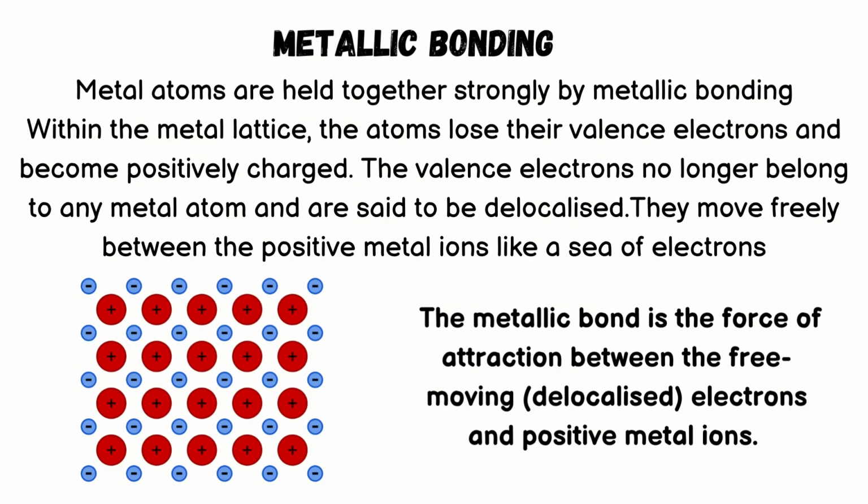The next is metallic bonding. Metal atoms are held together strongly by metallic bonding. Within the metal lattice, the atoms lose their valence electrons and become positively charged. The valence electrons no longer belong to any metal atom and are said to be delocalized. They move freely between the positive metal ions like a sea of electrons. The metallic bond is the force of attraction between the free moving or delocalized electrons and positive metal ions.